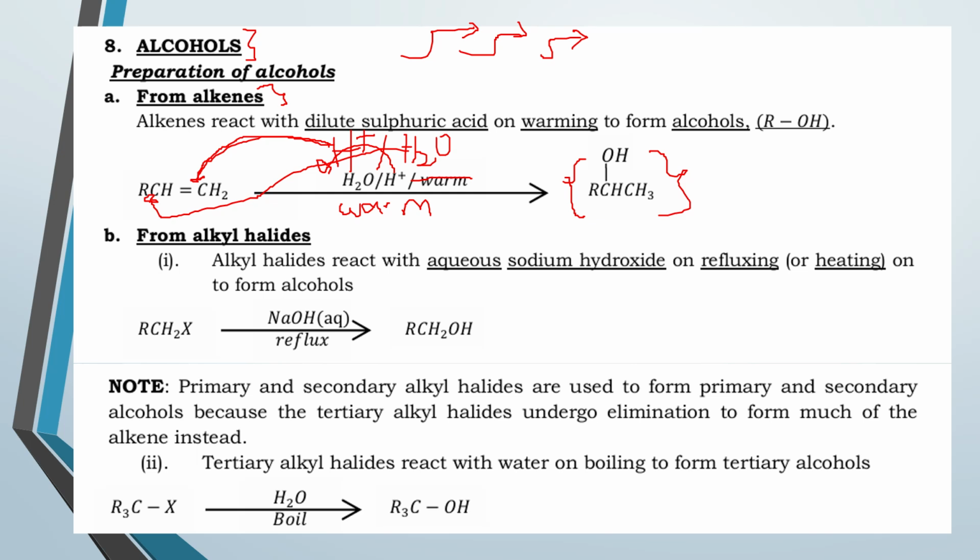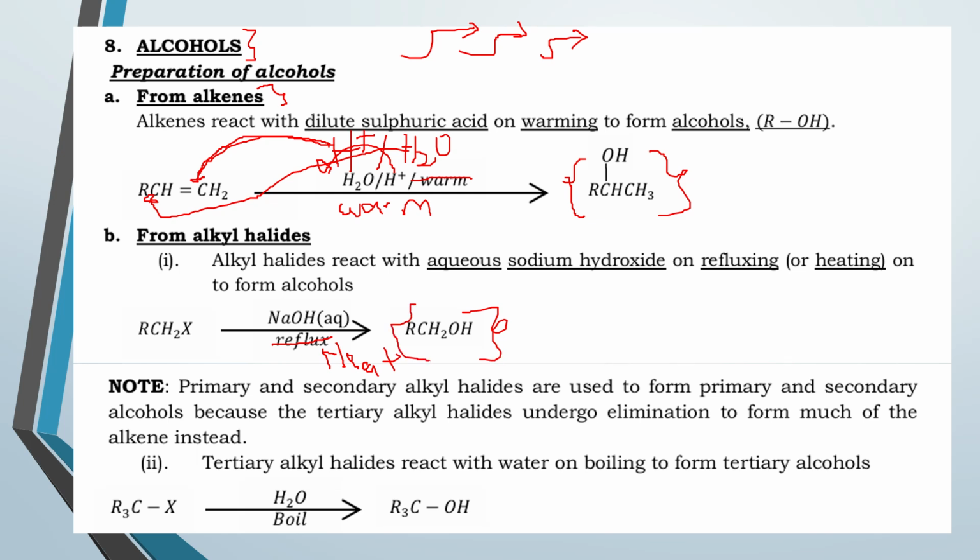So we can also prepare alcohols from alkyl halides. We have already looked at this reaction, but we say that we do not use reflux. Instead, we use heat. So you heat your aqueous sodium hydroxide with an alkyl halide to get an alcohol.